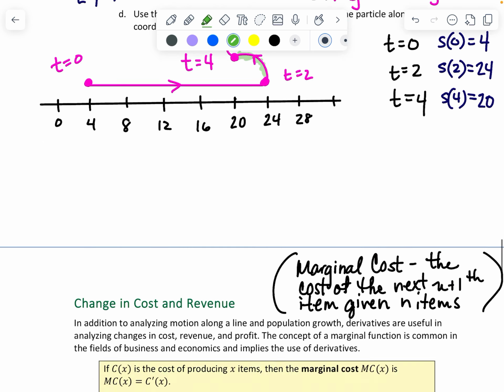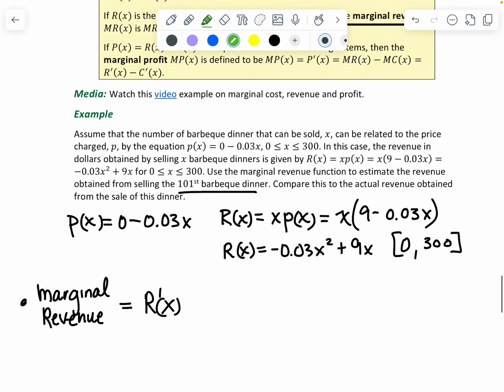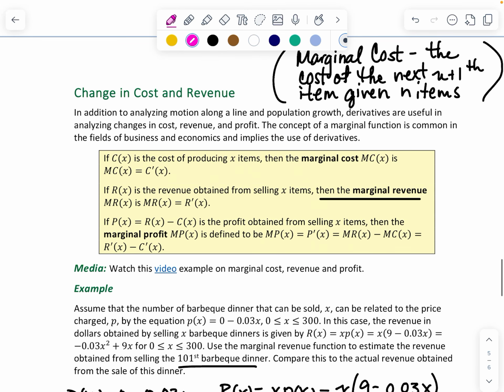Okay, all right, that's all. There's a little bit more left to do, and it's not too bad. I think we could probably finish it up. Let's do that. So in this section, we're talking about cost and revenue.